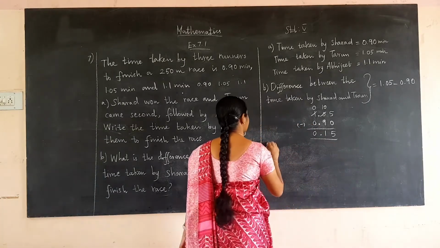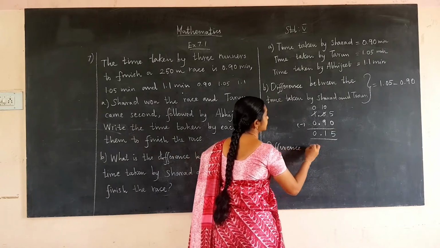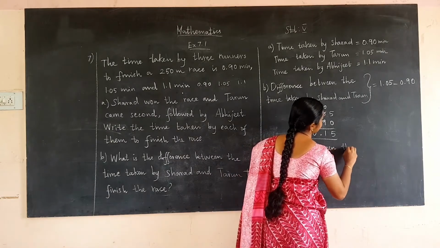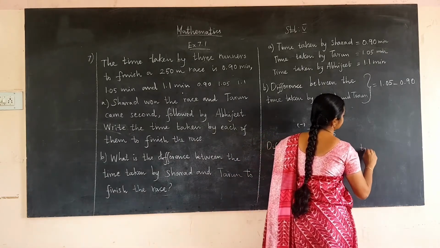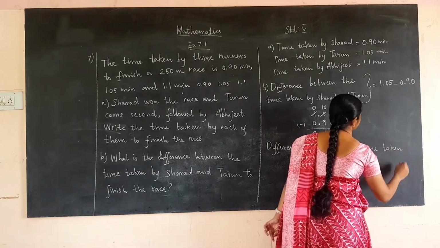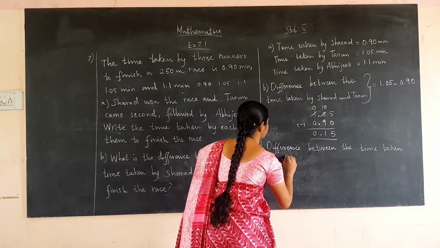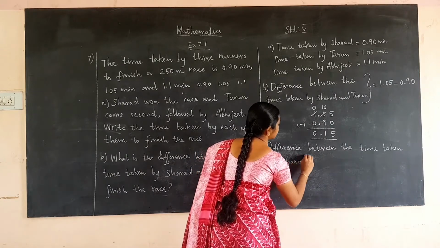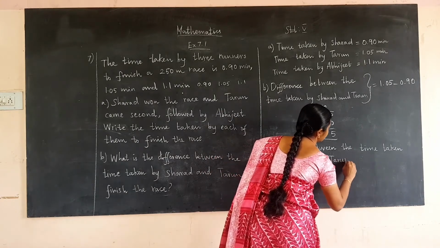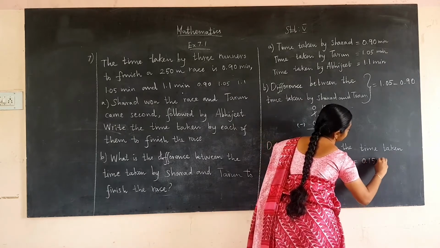So, difference between the time taken by Sharath and Tarun is equal to 0.15 minutes.